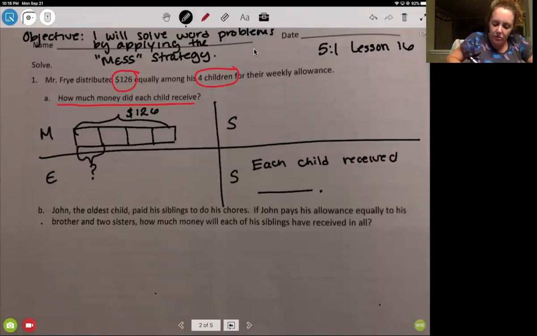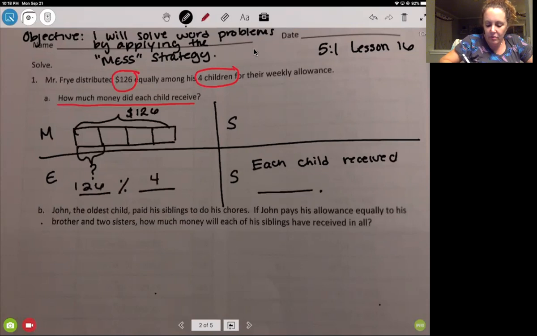So my equation, I have 2 numbers. If I want to know how much one kid gets, I'm going to divide, because my number is going to get smaller. So it's going to be 126 divided by 4.